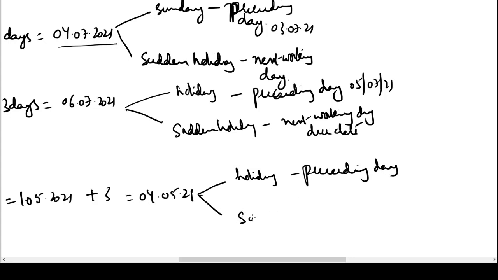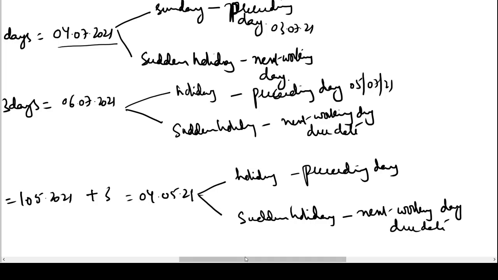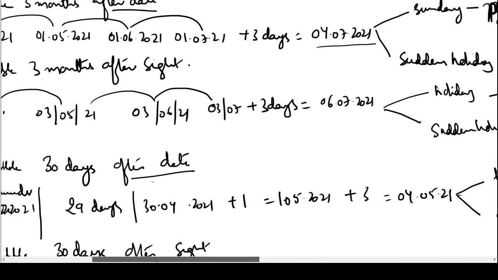If it is a sudden holiday, that means after the bill is drawn, the due date falls on a holiday which has been declared as a sudden holiday by the government, then the next working day would be the due date. Okay, so this is how we calculate the due date when it is given in days.